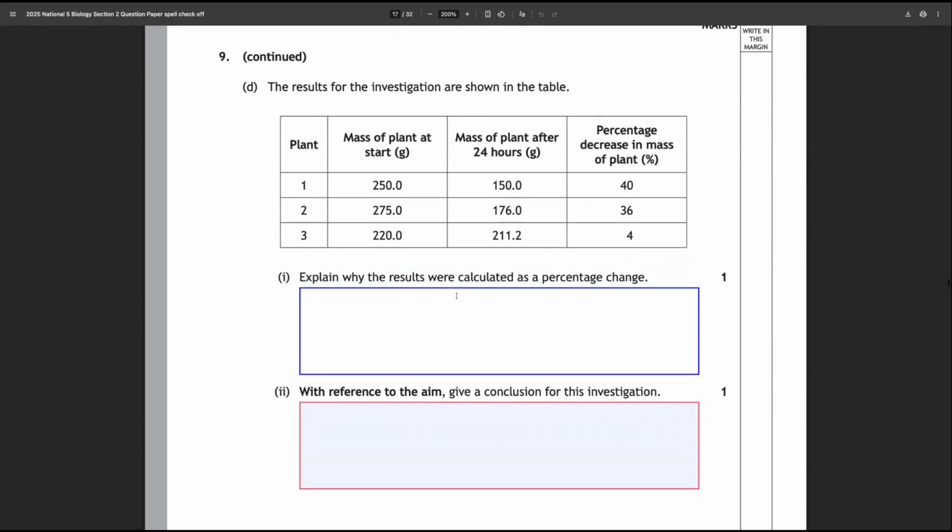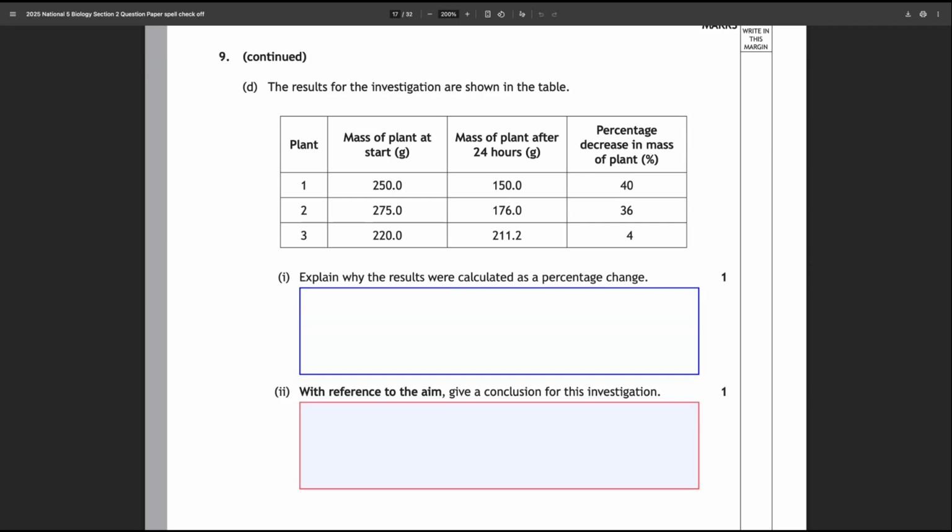D, we've got the results for the investigation shown in the table. We can see plant 1, which had no petroleum jelly, lost the most, at a 40% decrease in mass. Plant 2, which had the upper leaves covered in petroleum jelly, lost 36% of its mass, and plant 3, which had the lower leaves covered in petroleum jelly, lost 4% of its mass. Now it asks us, why were the results calculated as a percentage change?